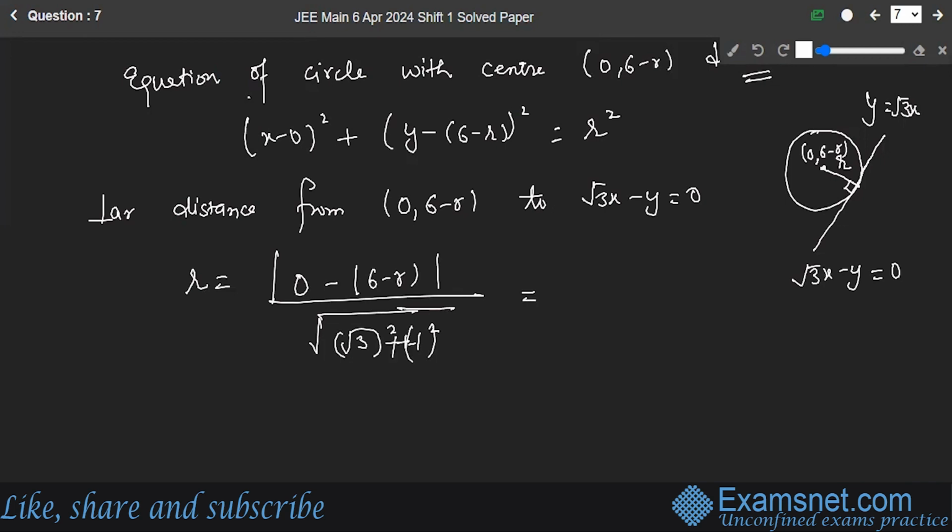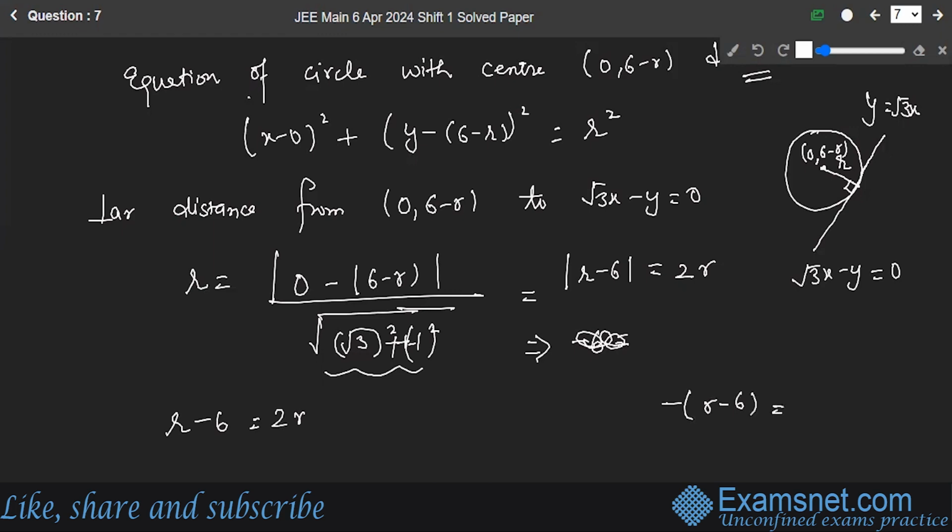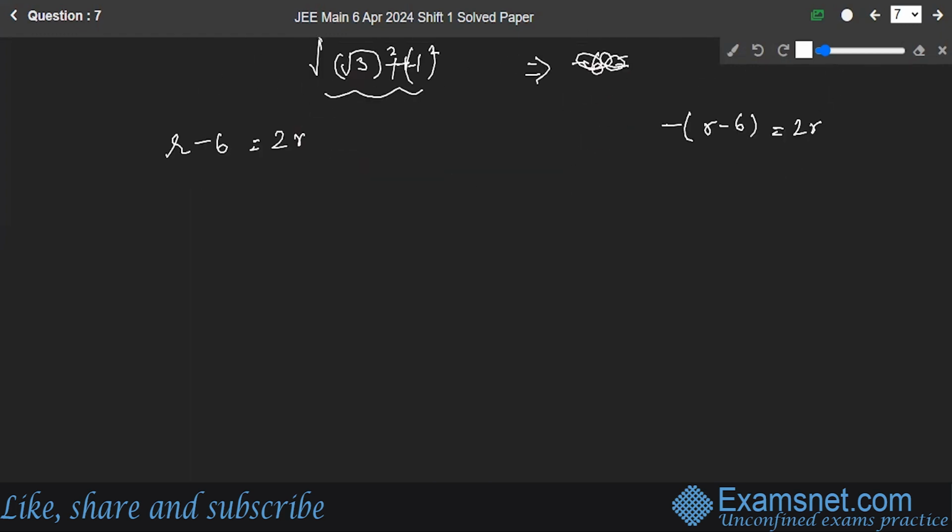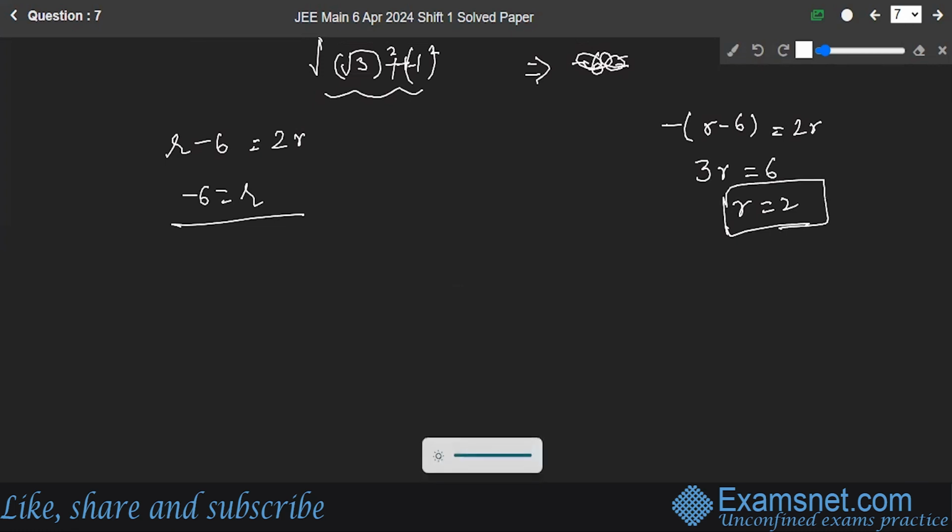So this is equal to mod of r minus this, and this was equal to your 2r, because on solving this will give you 2 and this will be 2r. So you will have minus 6 is equal to, or you can have two values, right? r minus 6 can be equal to 2r, or minus r minus 6 can be equal to 2r. From here you have r is equal to minus 6, and from here you have 3r is equal to 6, or r is equal to 2. See, r cannot be negative. That means the value of the radius is equal to 2. This is the value of the radius.